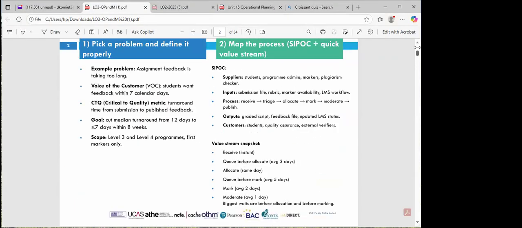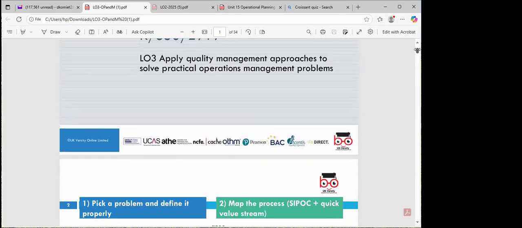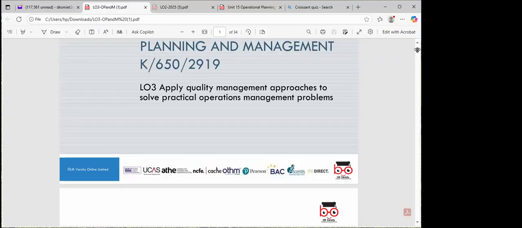Okay, so today's lecture is LO3. In LO3, we are trying to apply quality management approaches, hence why I told you to read about Six Sigma. So we are applying quality management to solve practical management problems. Do you understand? One of them is Six Sigma.